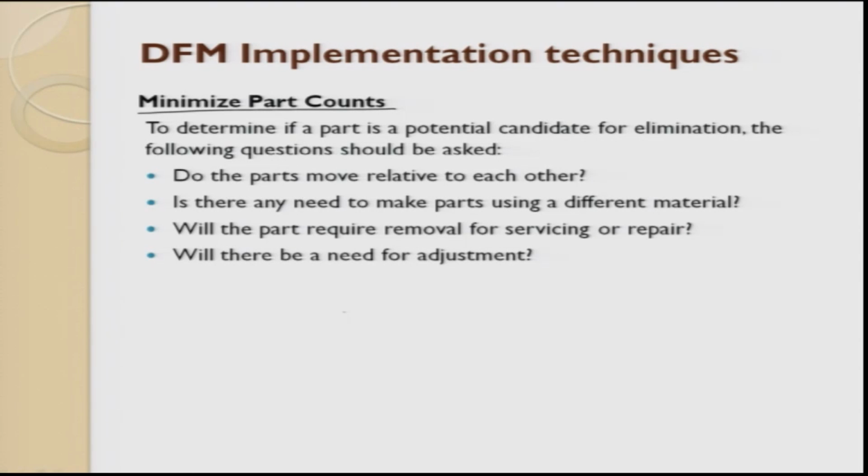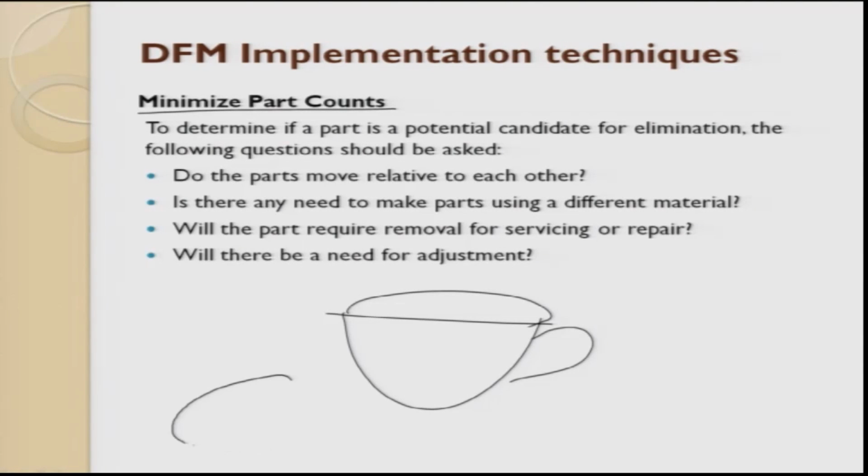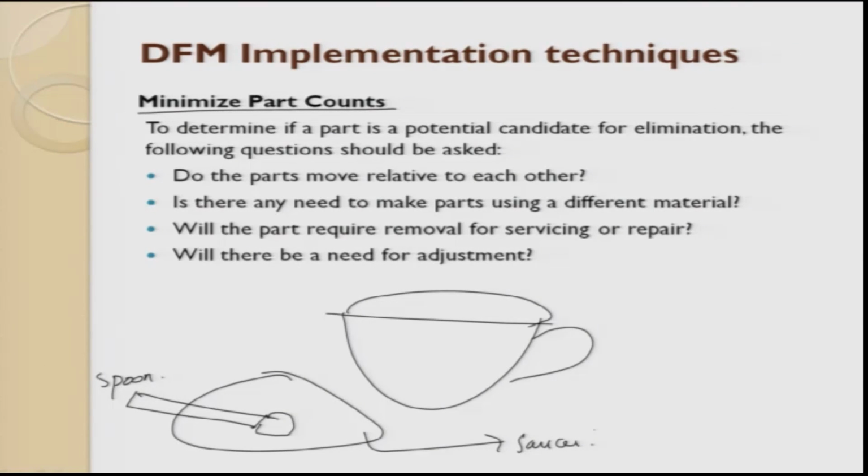Suppose you take a simple example: a cup, a handle, a plate and a spoon. This is the spoon, this is a saucer, this is a cup, this is a handle, a simple assembly. I take this complete assembly. This is a cup and saucer with a spoon. The spoon is used for stirring sugar, and it is also used to dissipate heat, and uniform distribution of heat can be done with a spoon. So, I am taking this assembly and I want to reduce it.